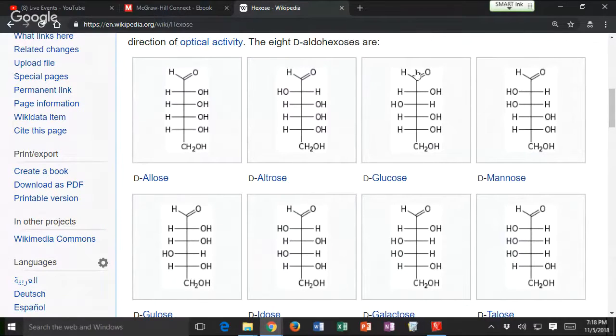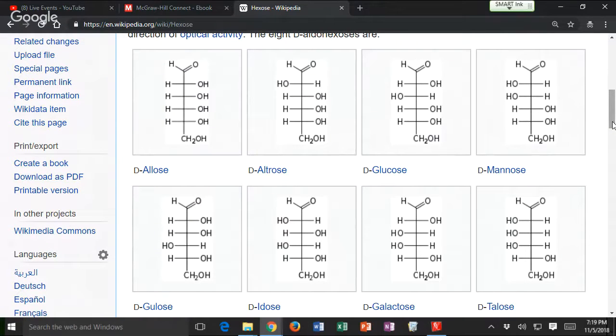These are just the D sugars. We've got glucose, which we just drew right there. All these other sugars here are different. They're different sugars. They have different names. They interact differently. They have different sweetnesses. They're metabolized by your body differently. But the structures are all very, very similar.